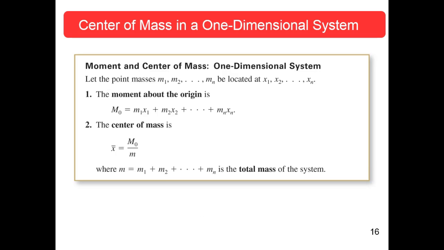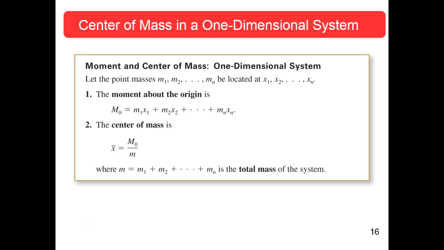So this is saying the same thing. Let the point masses be M1, M2 through Mn, located at these positions x1, x2, xn. Then the moment about the origin would be M sub O, think of that as the origin, or the 0, whichever you want it to be. And that would be M1x1 plus M2x2 plus all those. Take that moment, sum of all those, and divide it by the mass. There's your location of your center of mass.